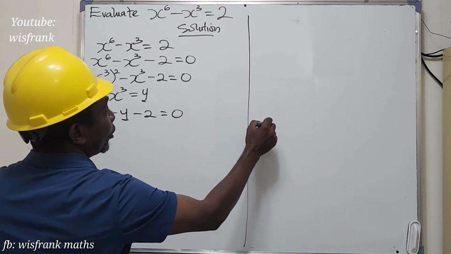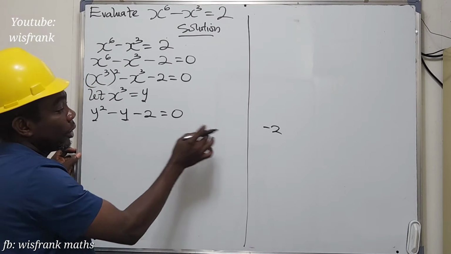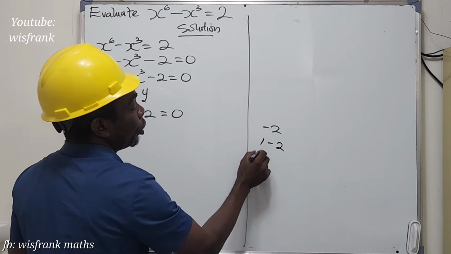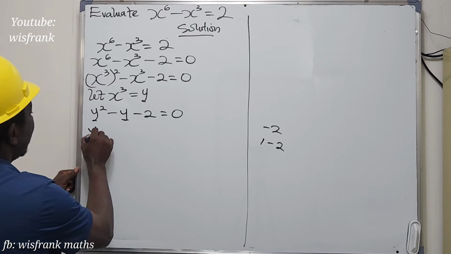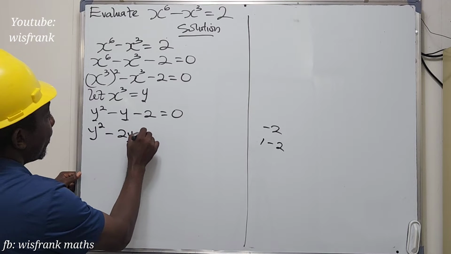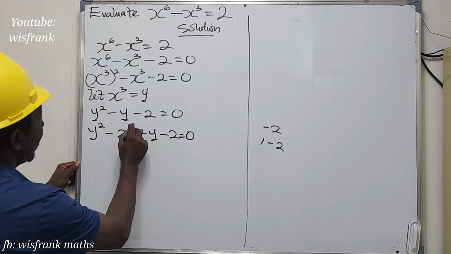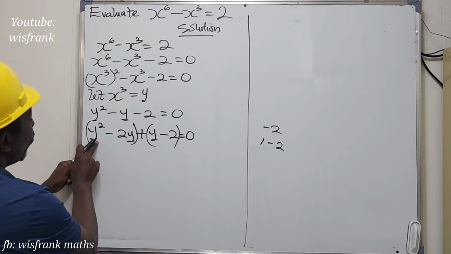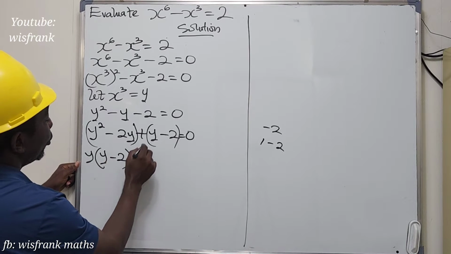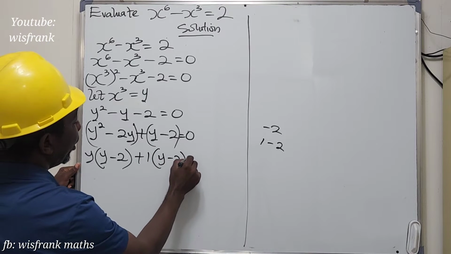So we have minus 2. Factors of minus 2 for us to add or subtract to have minus 1 are going to be 1 and minus 2. So in this case, this will become y to the power of 2 minus 2y plus y minus 2 equals 0. So here we can group these. y is common here. We have y into y minus 2. So we have plus 1 is common. 1 into y minus 2 equals 0.